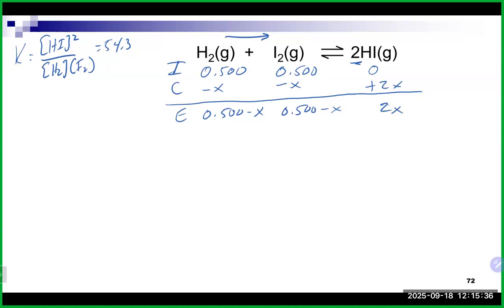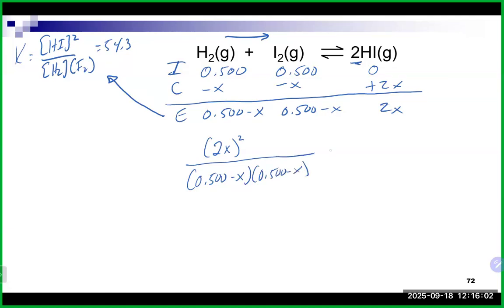Any questions so far? Just like previously, the goal here is to solve for x. So we're going to take our equilibrium line and put it into our K expression. That's going to get us 2x squared up on top, divided by 0.5 minus x, 0.5 minus x, and that's going to equal 54.3.